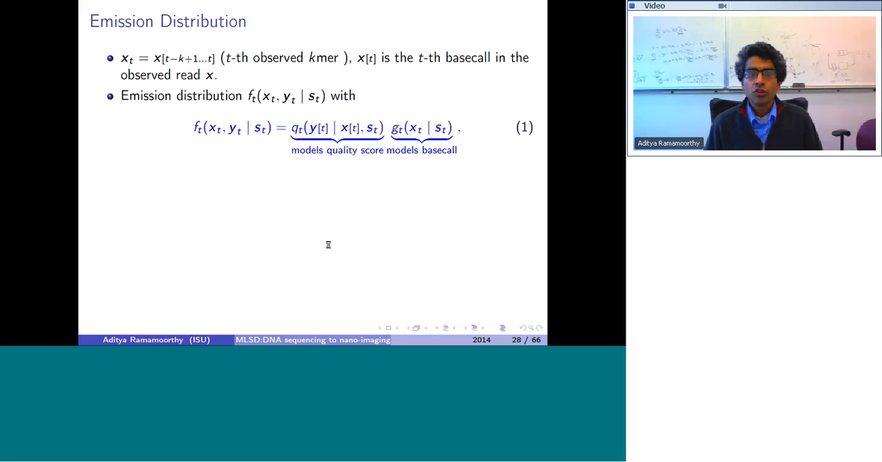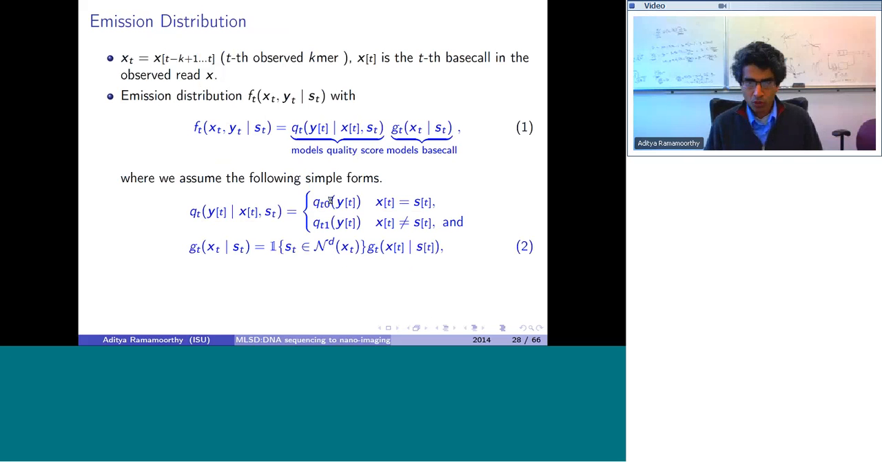The part that models the quality score goes as follows. It's a very simple quality score model. If your emitted base matched the true base, then you have a certain quality score distribution. If your emitted base did not match the true base, then you have a different quality score distribution. So you expect that maybe the mean of the histogram of QP0 is going to be higher than the mean of QP1.